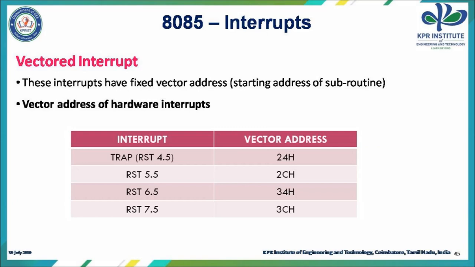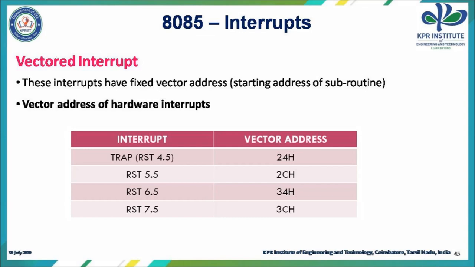The next classification is vectored and non-vectored interrupts. Vectored interrupts are those which, when accepted by the processor, automatically jump to a specific vector address. If it jumps to a specific vector address, then it is called a vectored interrupt. The hardware interrupts except INTR are vectored interrupts. They have specific vector addresses, as shown here.